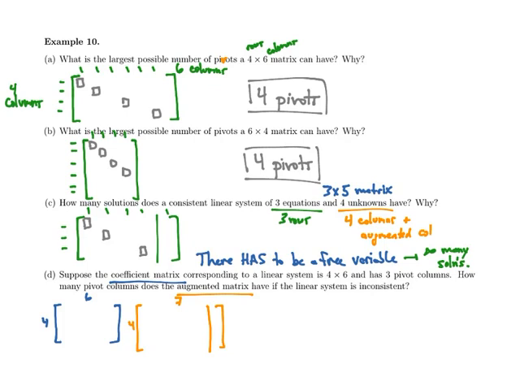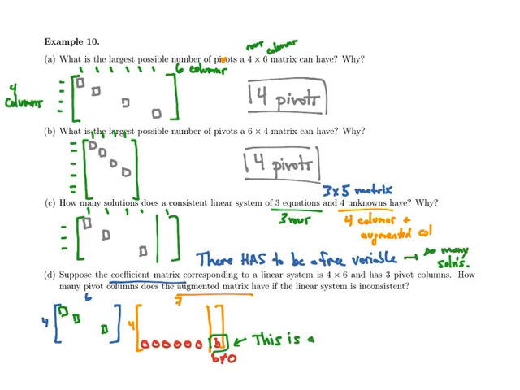So in the coefficient matrix, we have 3 pivot columns. Who knows where they are? There's 3 pivot columns. If the linear system is inconsistent, then that means that the last row has to be something like this, where we have zeros to the left of the equal sign, and then some non-zero value in the last one. And then we can see that this is a pivot.